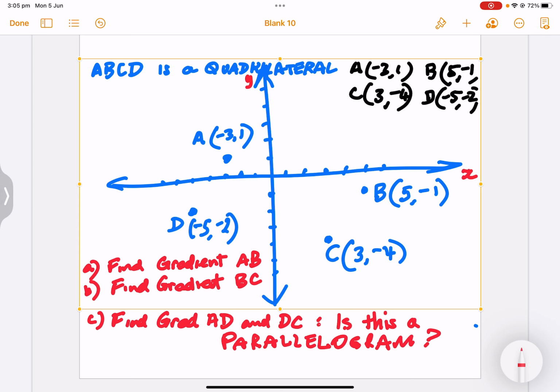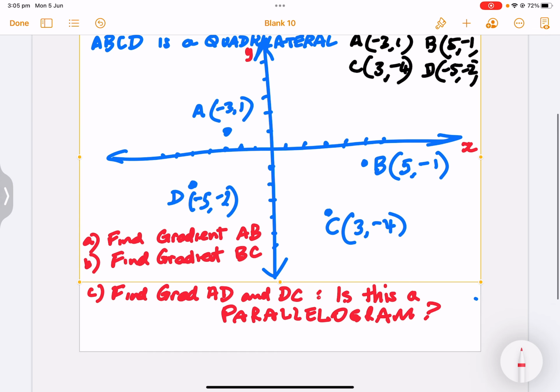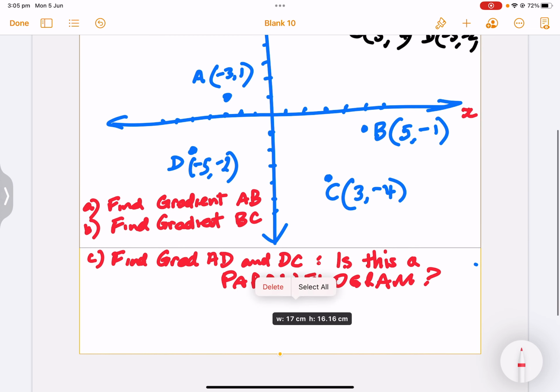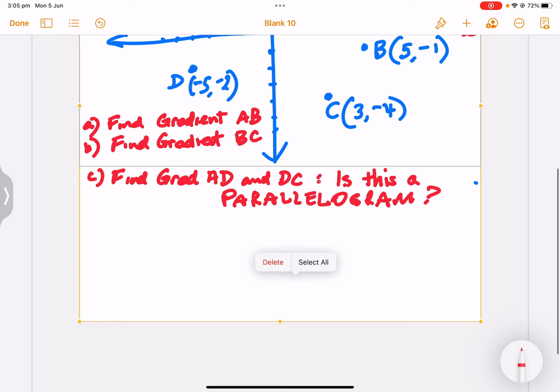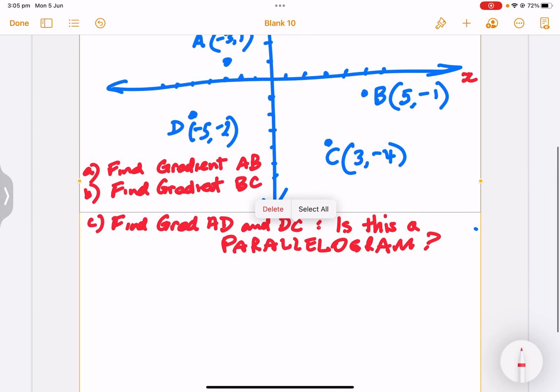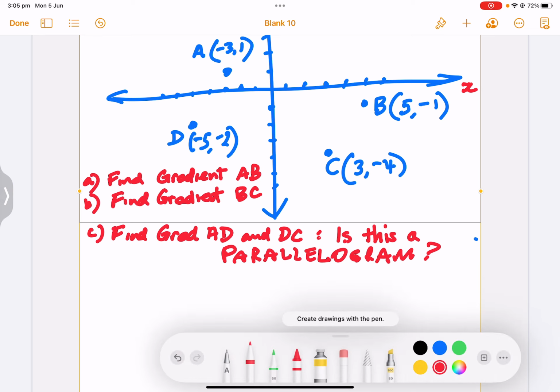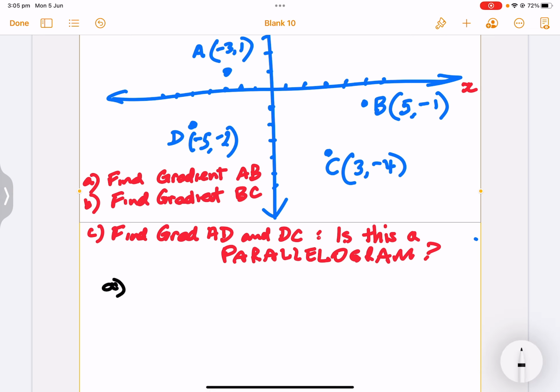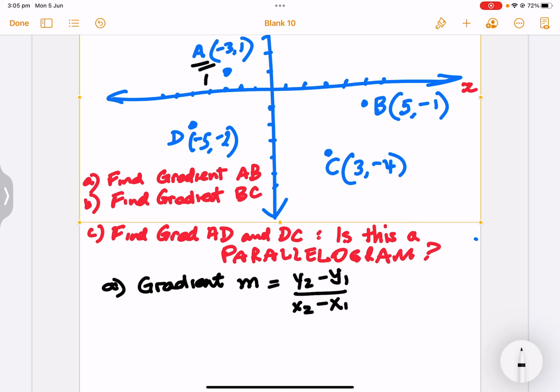So we want the gradient from A to B. So let's see if we can do that. All right. So the gradient, let's work in black. I will put the rule: gradient M is y2 minus y1 over x2 minus x1. So I'll call this point 1, and I'll call this point 2. So that's x1, y1, and that's x2, y2.